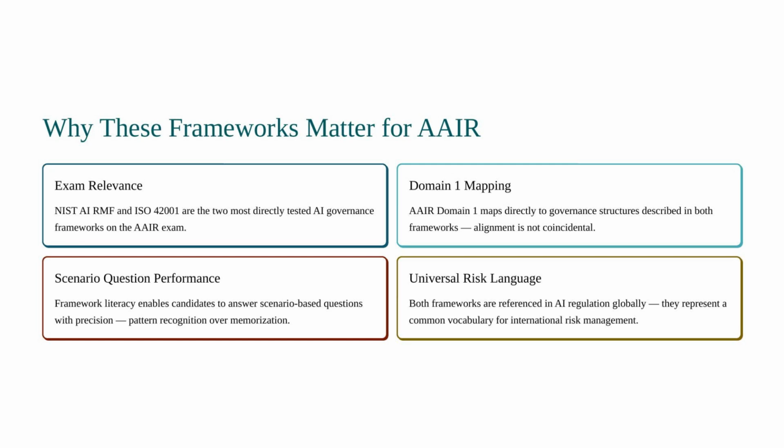It requires a formal governance structure, a documented AI policy, and a systematic approach to AI risk assessment. Unlike NIST, ISO 42001 is certifiable. Organizations can have their AI management system independently audited and certified. Both frameworks are referenced in real AI regulations globally, including the EU AI Act, which encourages alignment with recognized standards. For AAIR candidates, knowing these frameworks means knowing the architecture of responsible AI governance.